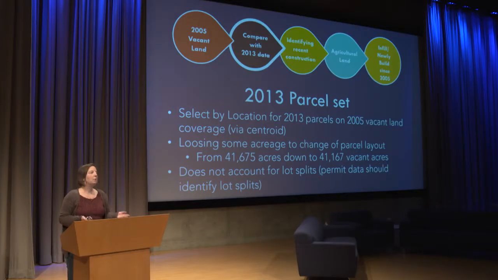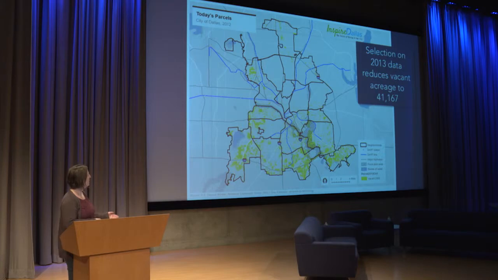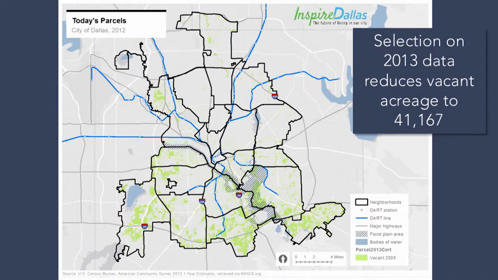We all know parcel boundaries change throughout the years. So that is just about 1% of the vacant land I lost, and you can see again, it looks pretty similar to what you saw in the previous map. Not too much vacant land up in the north midsection. It's still a little bit, and then there's a lot of vacant land in the south.